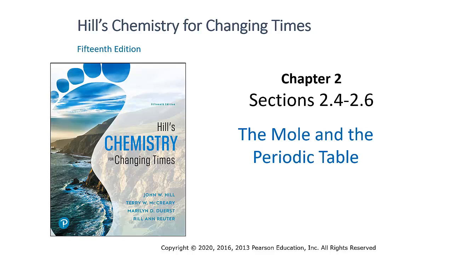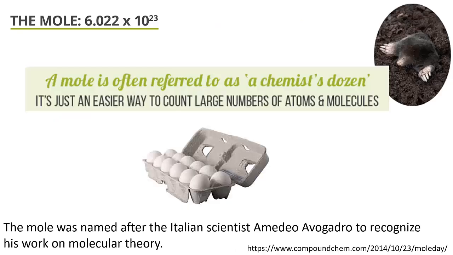These sections of your textbook deal with the mole and the periodic table. So to begin with, what is the mole? Is it really this fuzzy little creature that you see? It's not. I mean, it is, but in chemistry, we refer to the mole as just a really, really big number. So this number that you see at the top is 6.022 times 10 to the 23rd, and that is the mole. The mole is sometimes referred to as a chemist's dozen.